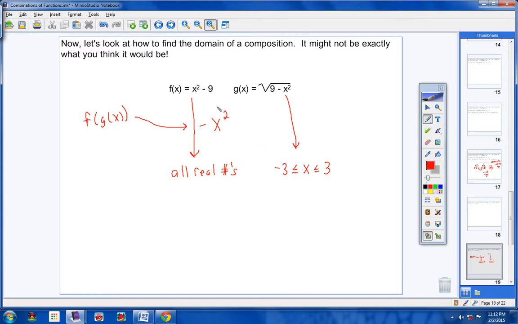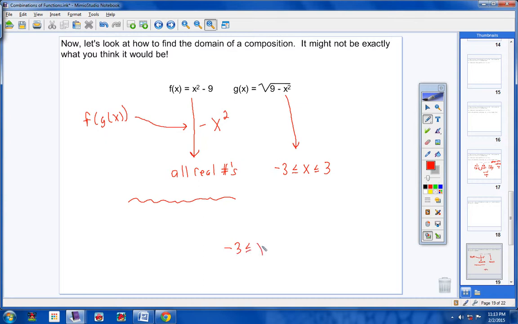Let's review real quick. First of all, you find this composition right here is where these two domains intersect, or in other words, where they agree. So over here, the domain is anything, everything, whatever. Over here, it's -3 to 3. So where do these two agree? Right here.